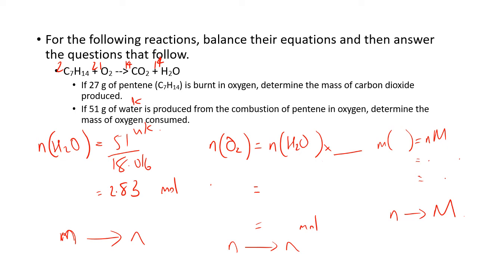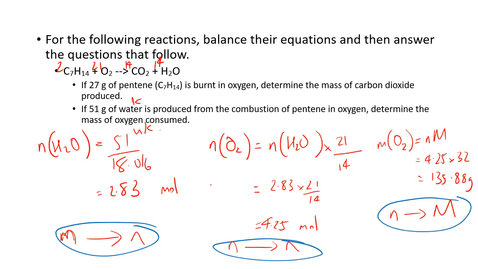Then I need to work out the number of moles of my oxygen from my water, which will happen to be 2.83. Nope, whoops, that's not right. What's the molar ratio there? That is oxygen to water. Oxygen is 21, water is 14, so it'll be 2.83 times 21 over 14, which happens to be 4.25 moles. Then I've got my mass of oxygen, which will be equal to 4.25 moles times the molar mass of 32, which happens to be 13588 grams.